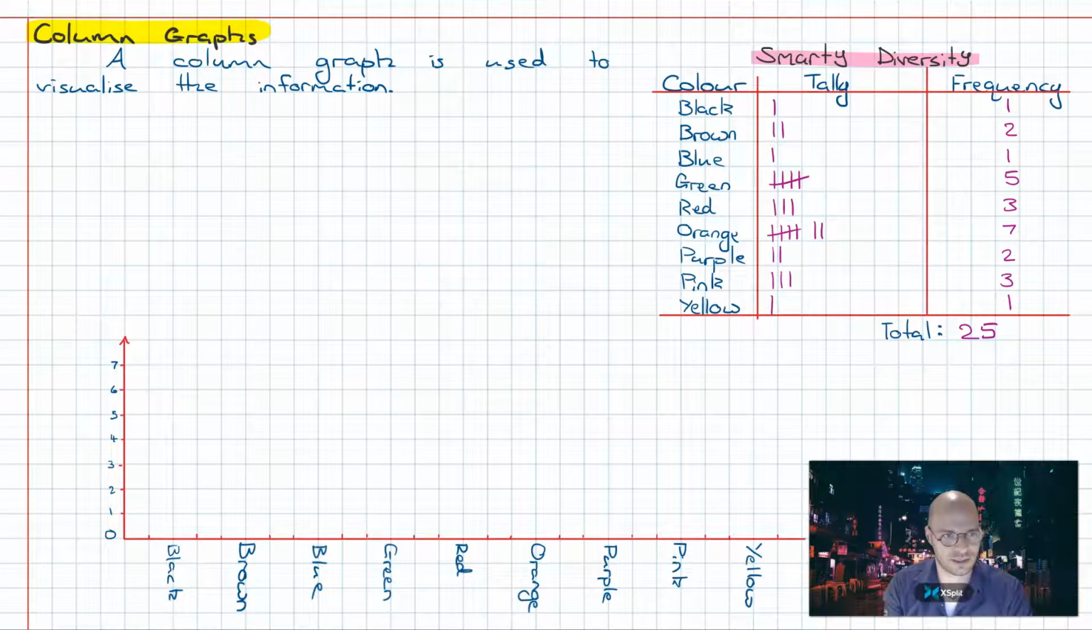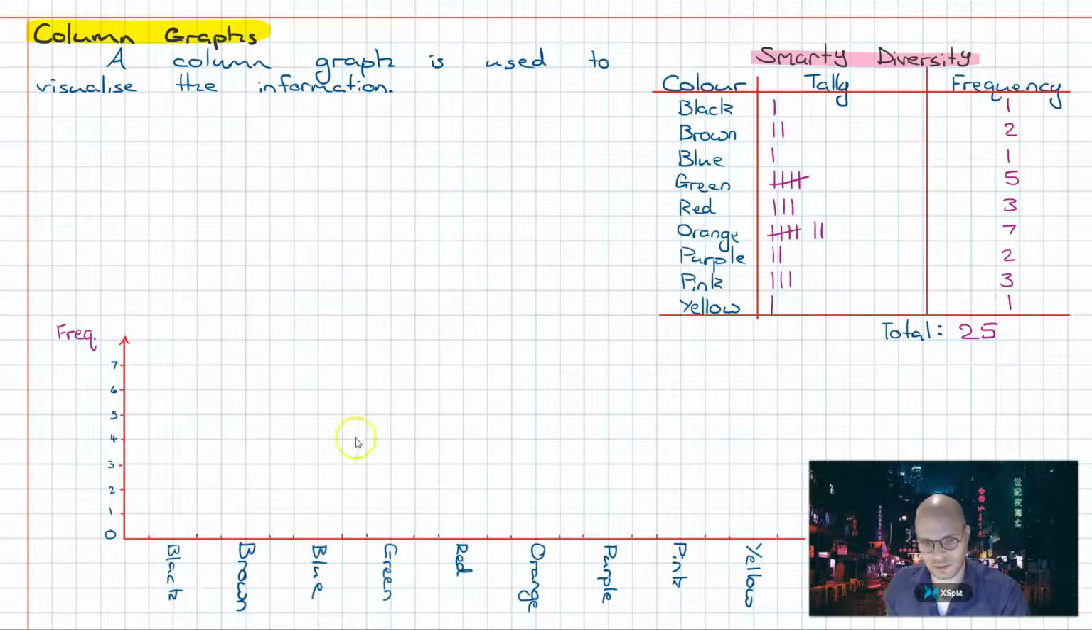Now the next step is I need to start labeling these axes. The axis that we have down here on the horizontal, we simply name this colors. And what this does is it communicates to the reader of the graph that the colors of the Smarties are represented down the bottom here. Now on the vertical axis we call this frequency. I'll just abbreviate it like this.